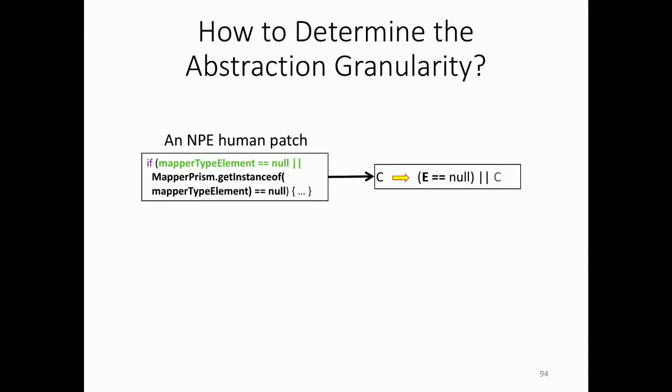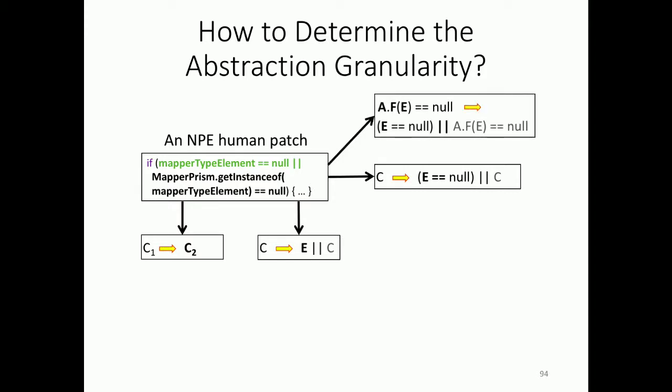If we do the abstraction at a different granularity, for example a coarser granularity, we can get a more general transform that generates more patches, like simply replacing the condition or adding a new clause here. And if we do it at a finer granularity, we will get a more restrictive transform that applies to more focused, more specific scenarios, but generates fewer candidate patches.